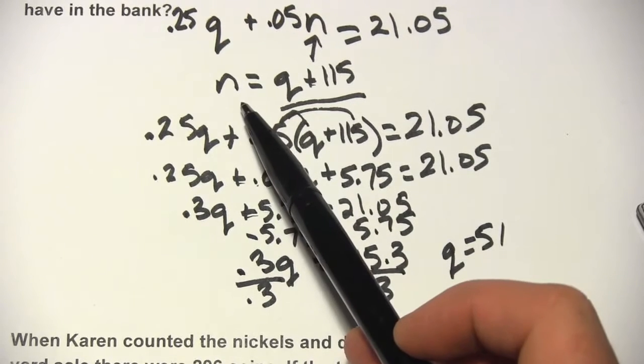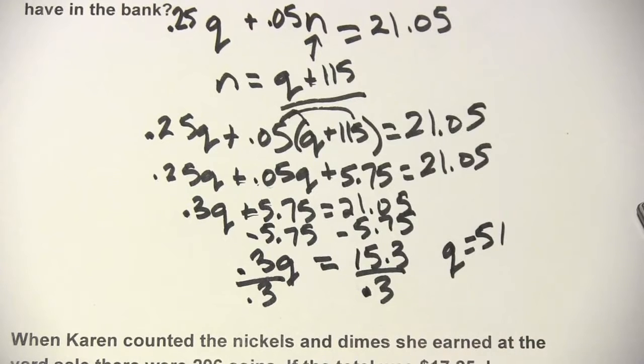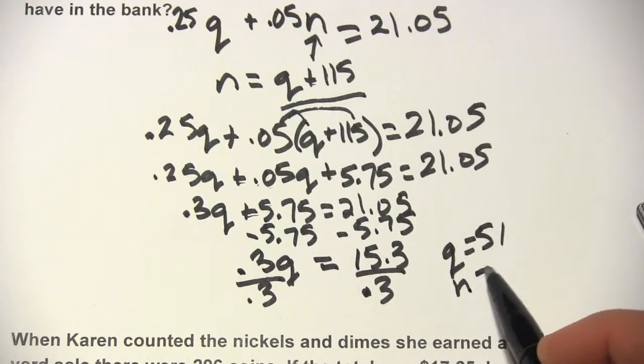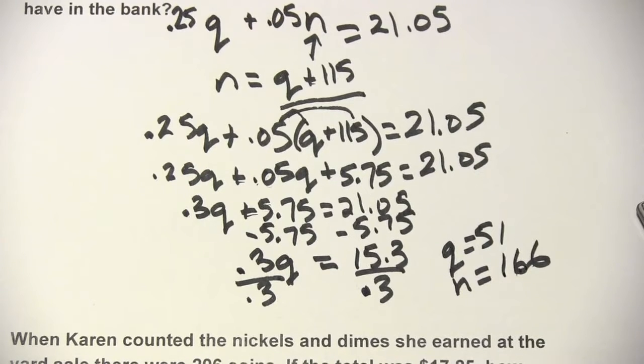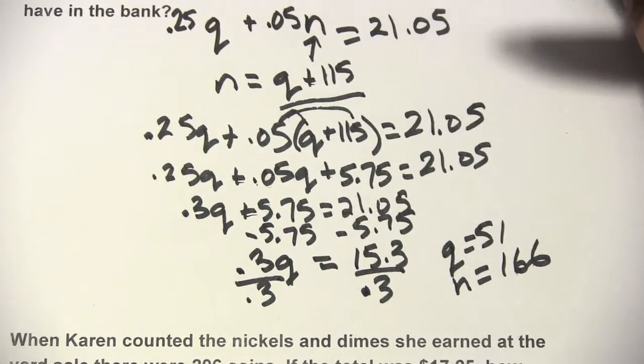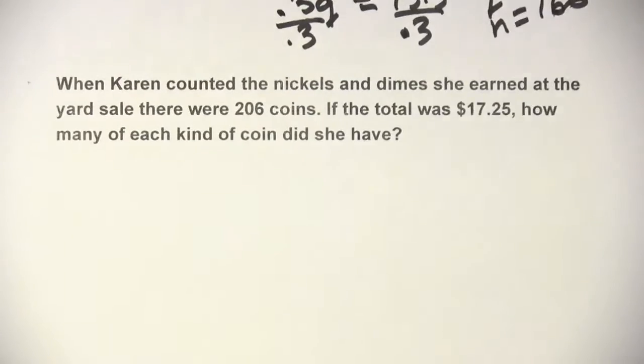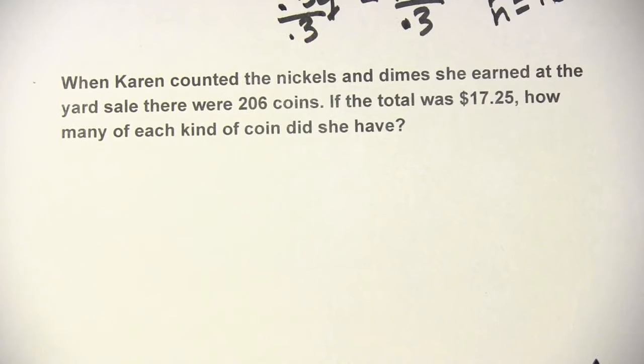The number of nickels is just quarters plus 115. So nickels, what is that going to be, 166? And there we have it, the number of quarters and the number of nickels. So Ivan can go around telling people exactly how many nickels and quarters he has now. All right, let's try one more of these problems.